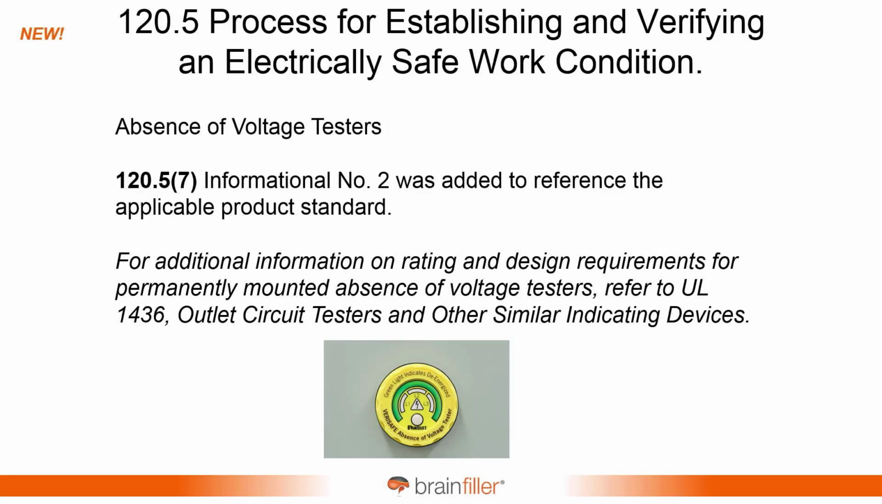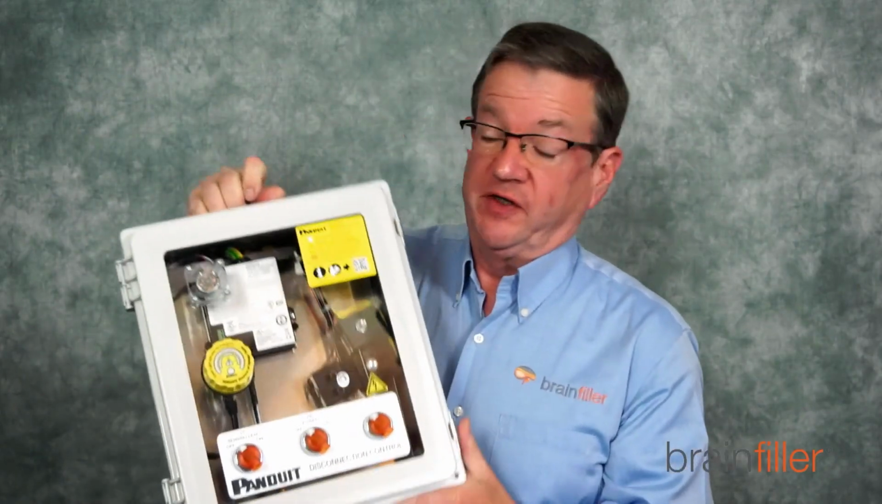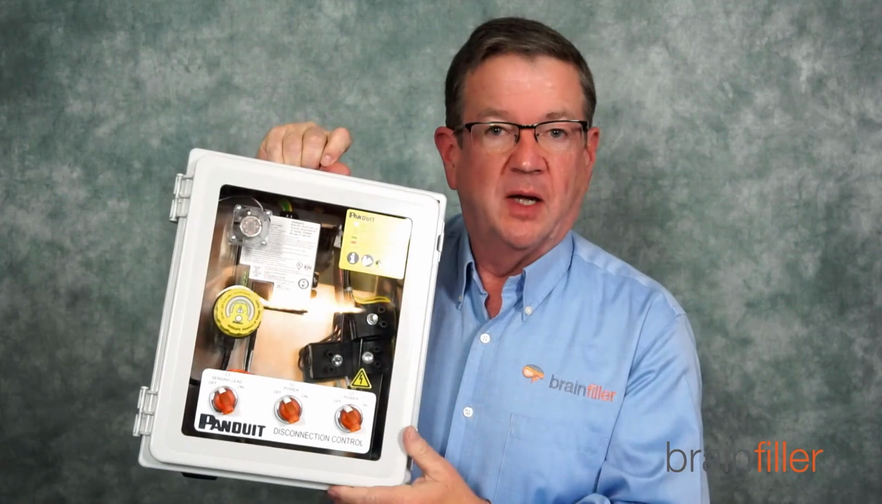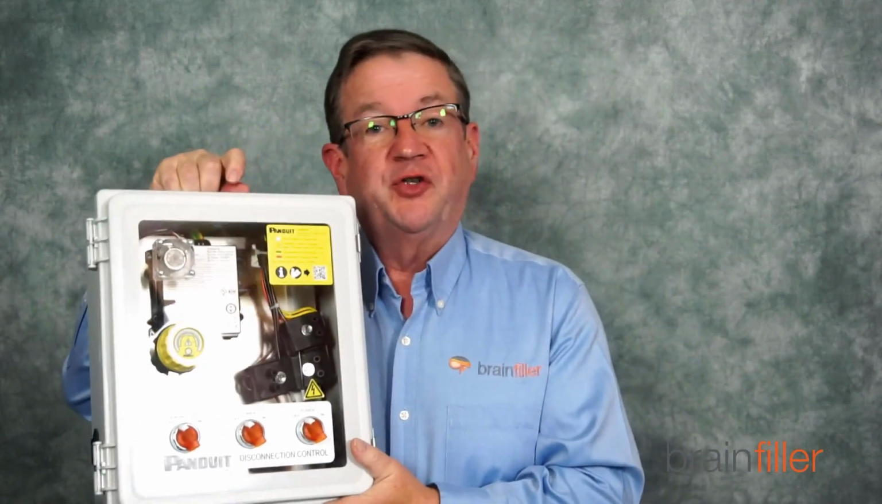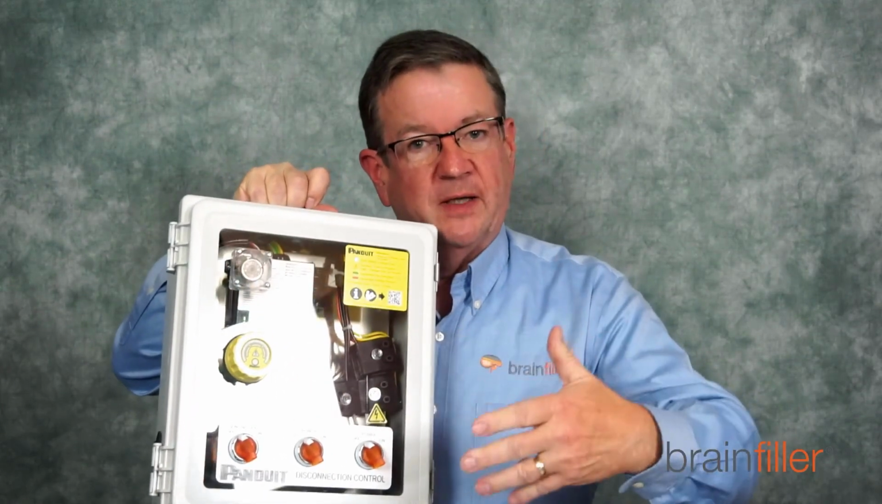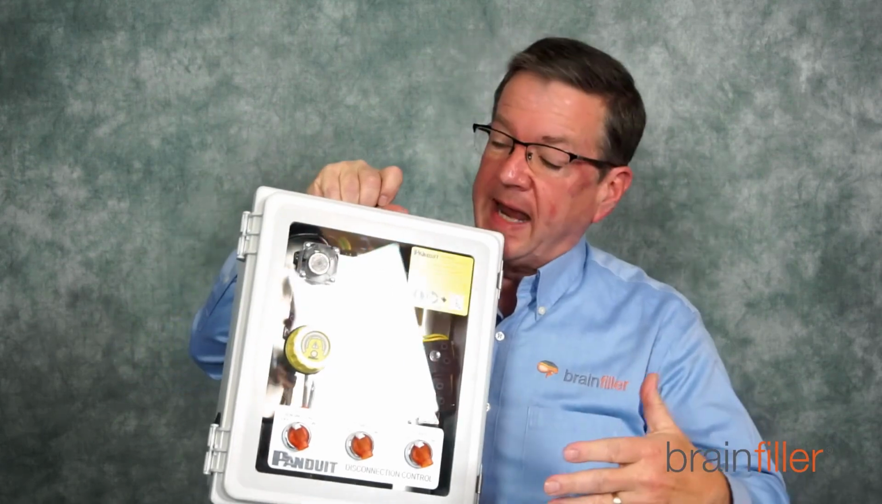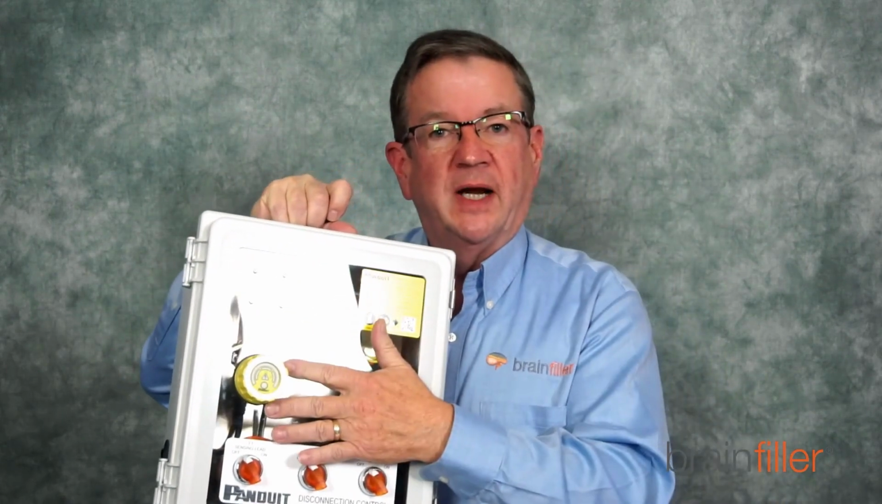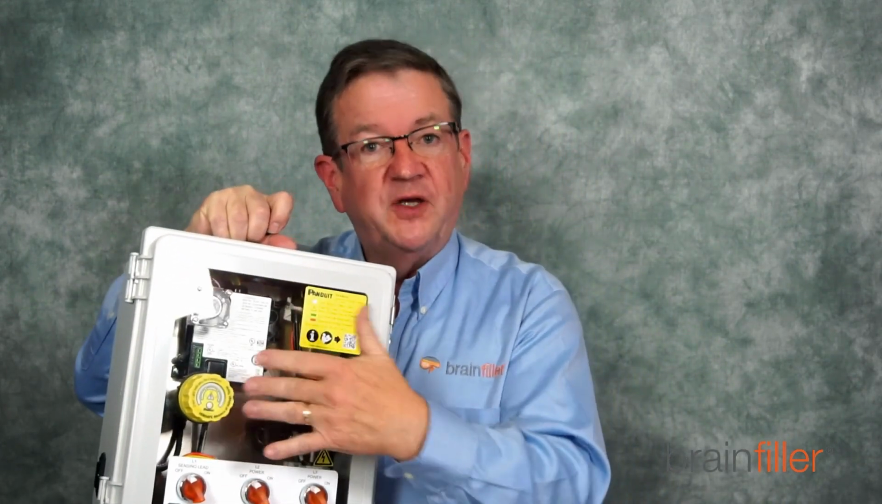An informational note was added, and this informational note is about the rating and design requirements for permanently mounted absence of voltage testers, referencing UL 1436. What an absence of voltage tester is. This is a demo right here. I don't have it connected right now. But absence of voltage testers, these are permanently mounted, and they're designed to indicate: is the system electrically safe or not? Or is the particular panel or equipment electrically safe? And what happens is, when it's energized, you get red lights. And when it's electrically safe, you get green lights.